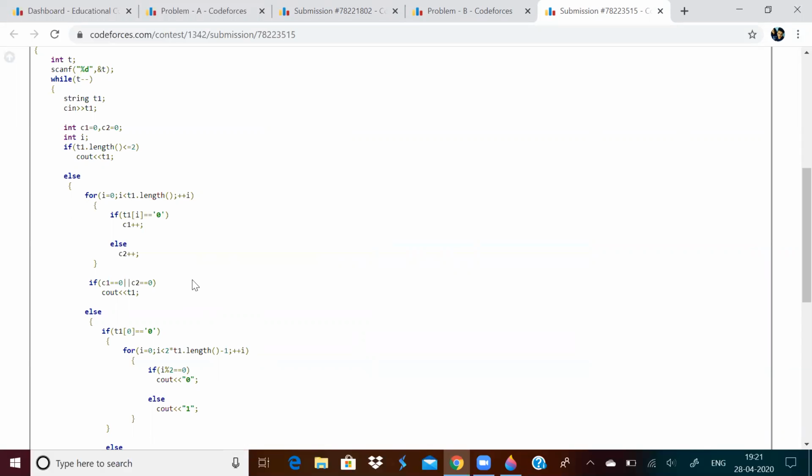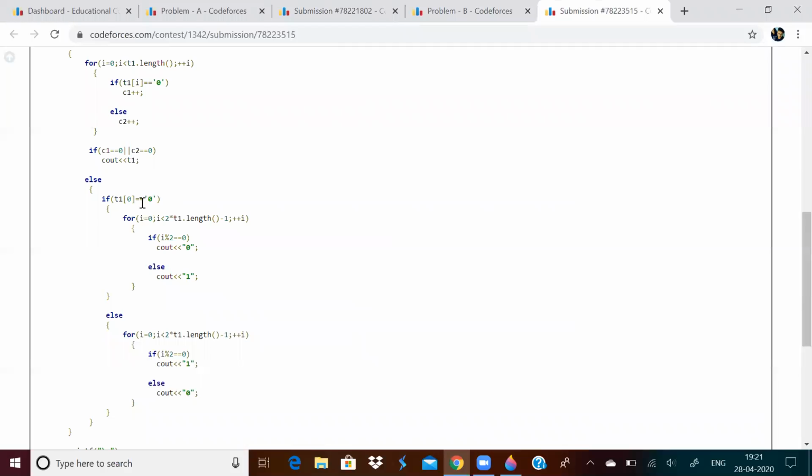Otherwise, like I had explained in my previous video for alternating subsequence, I will check if the first element is a 0, and then I will print the pattern 0, 1, 0, 1, 0, 1, 0, 1, because the 0, 1, 0, 1, 0, 1 pattern will satisfy all the 4 conditions. Otherwise, I'll print 1, 0, 1, 0, 1, 0, 1, 0.